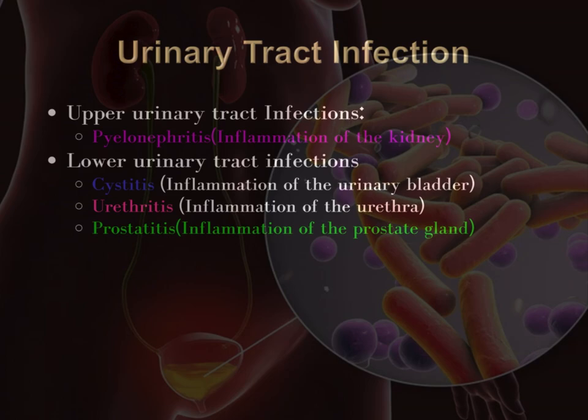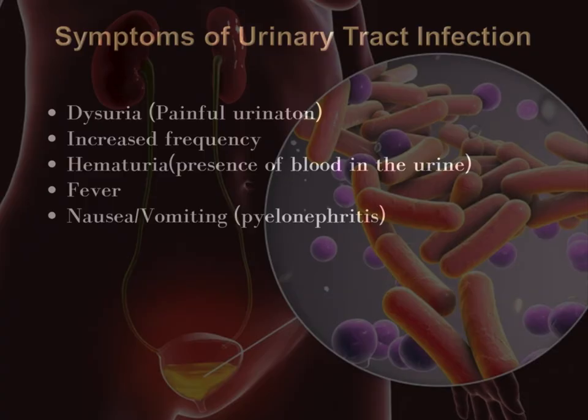Coming to urinary tract infection: upper urinary tract infection, that is pyelonephritis, an inflammation of the kidney, and lower urinary tract infection, that is cystitis, inflammation of the urinary bladder, urethritis, inflammation of the urethra, and prostatitis, inflammation of the prostate gland. And coming to the symptoms of urinary tract infection: dysuria, that is painful urination, increased frequency of urination, hematuria, presence of blood in the urine, fever, nausea, vomiting, and pyelonephritis.